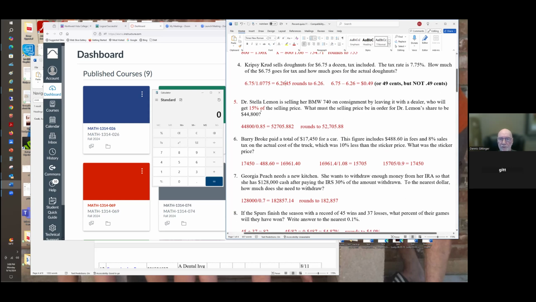So she's going to sell this car through a dealer. The dealer will profit 15% of the selling price. Notice, do not take 15% of her share and add it on. It won't work because then the dealer will get 15% of that. You have to realize that her share is the rest that's left after 15% of the selling price goes to the dealer. That's why you have to realize that that is the other 85%.